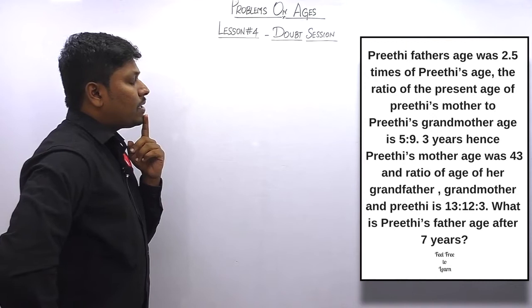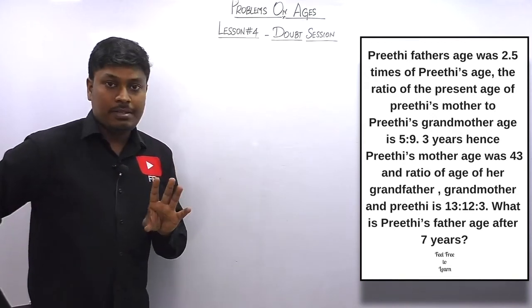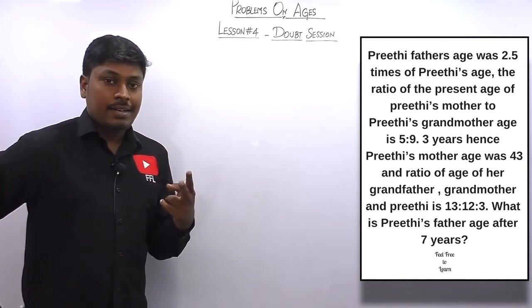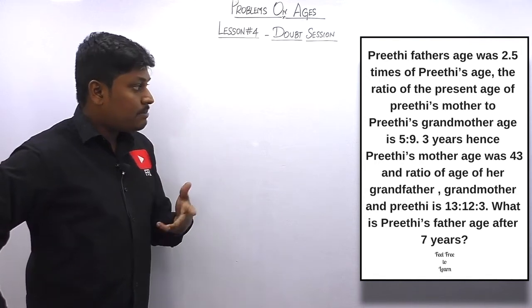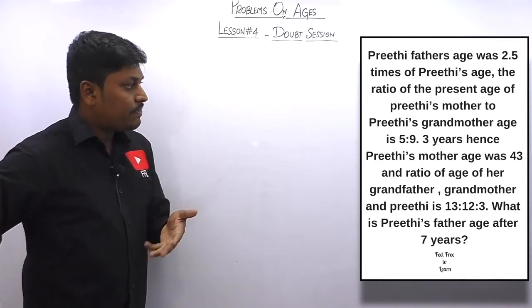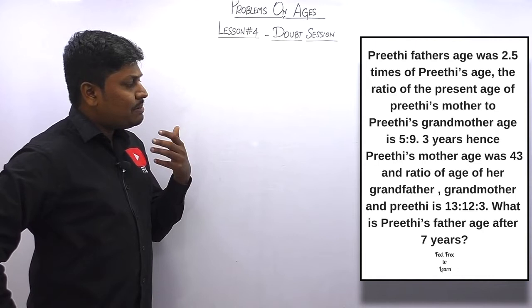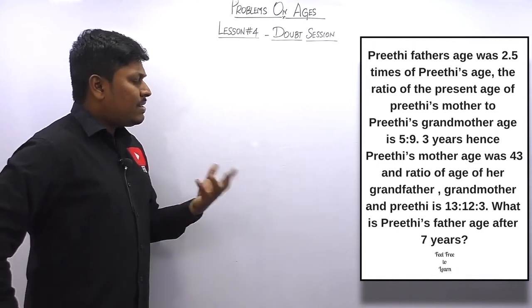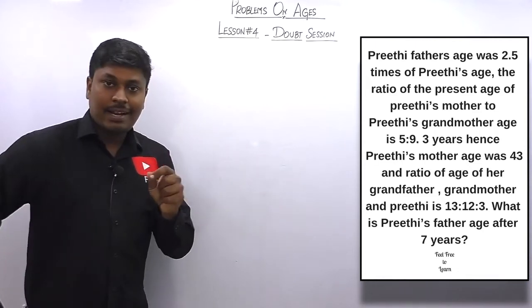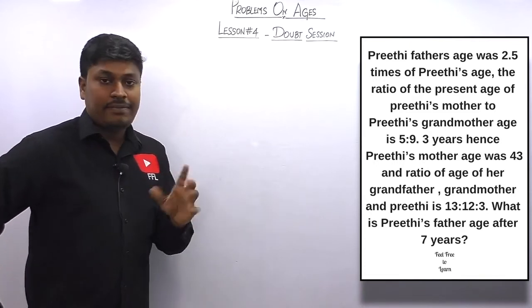See here, the complete question is based upon 4 persons. One is Preeti, Preeti's father, Preeti's grandmother and Preeti's grandfather, and also Preeti's mother, right? So, interesting question. And what is our target? Our target is to find Preeti's father's age after 7 years.